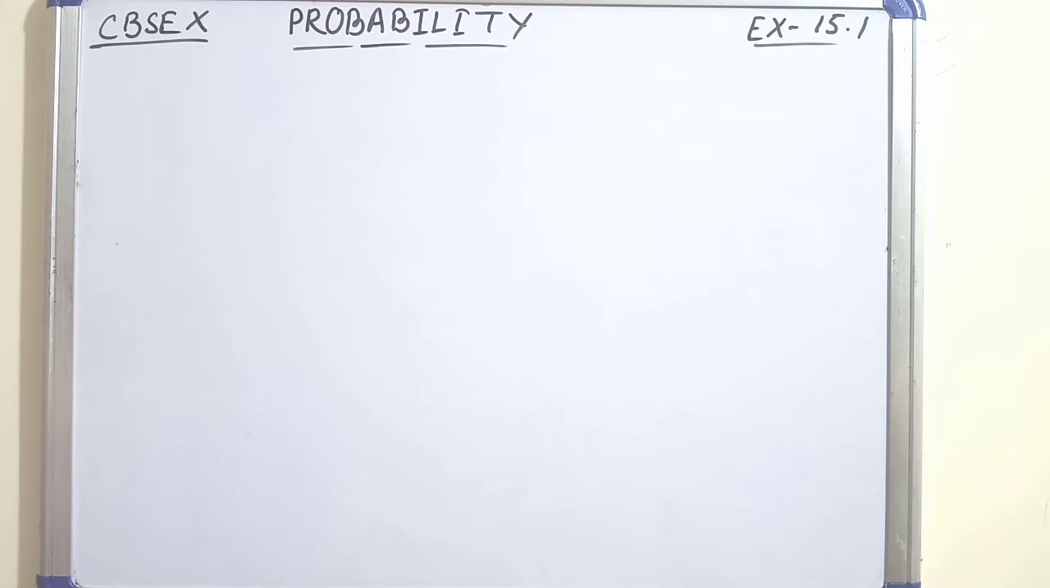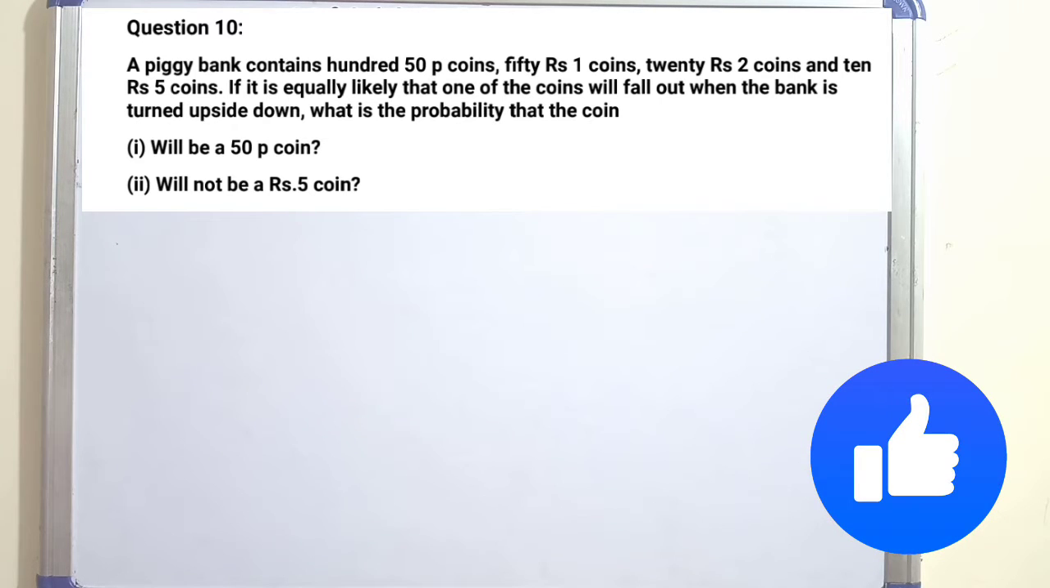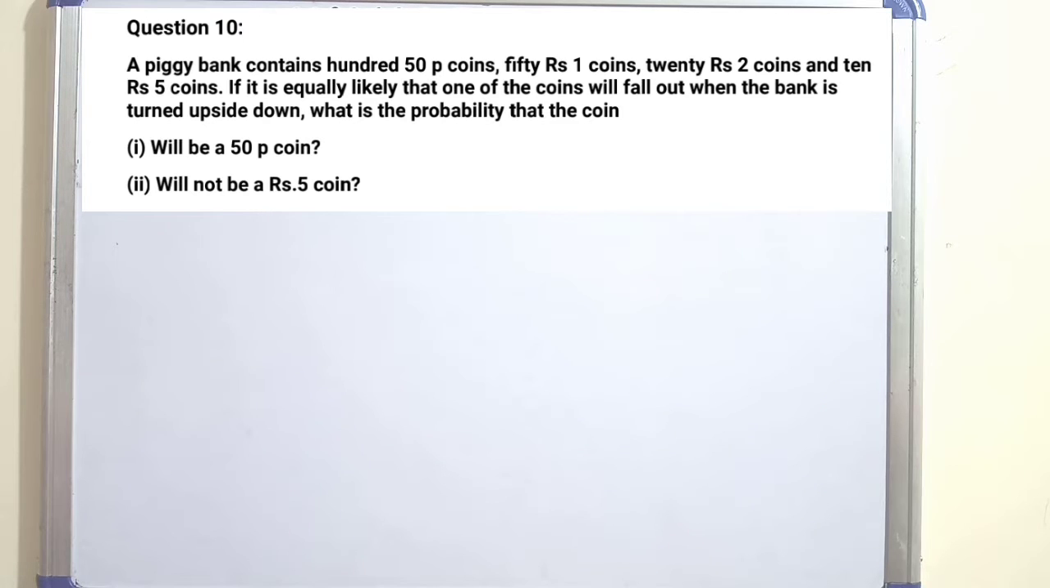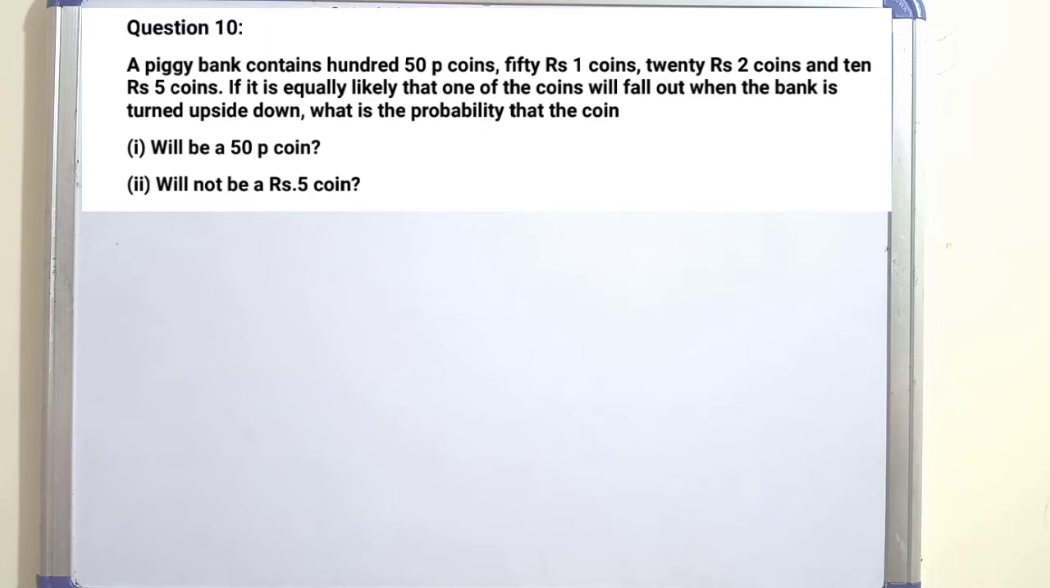So today we will solve question number 10, 11, 12 and 13 of exercise 15.1. At first, question number 10. A piggy bank contains 100 fifty paise coins, 50 one rupee coins, 20 two rupee coins and 10 five rupee coins. If it is equally likely that one of the coins will fall out when the bank is turned upside down, what's the probability that the coin will be a 50 paise coin, or will not be a 5 rupee coin?